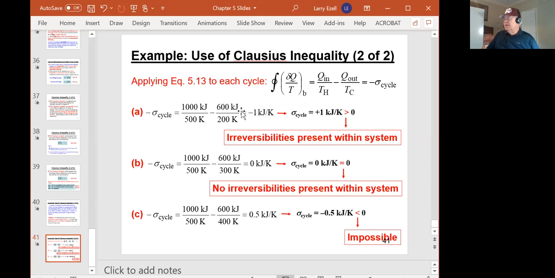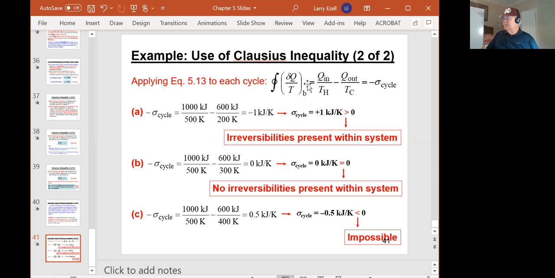Here are the two heat transfers we have: Q in and Q out. Q in over T_C, Q out over T_H. That is the cyclical integral of the heat transfer to the boundaries. And these temperatures represent the thermal reservoir temperatures, which are the boundary temperatures.